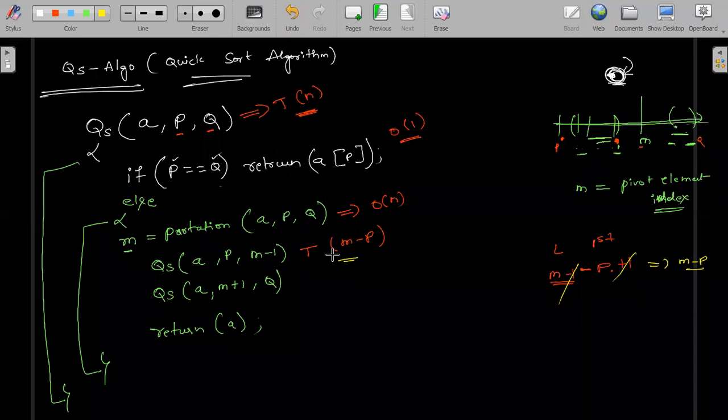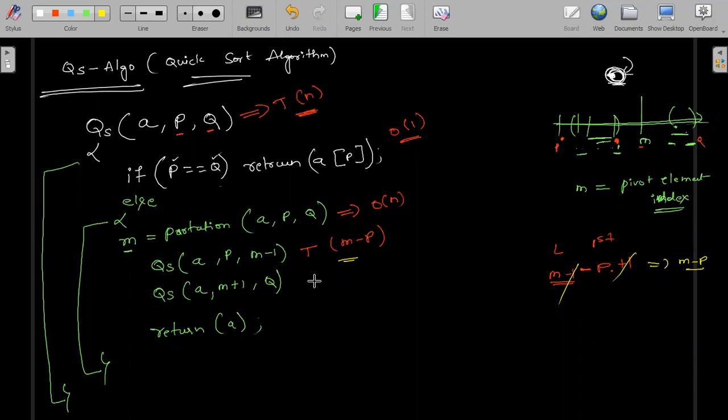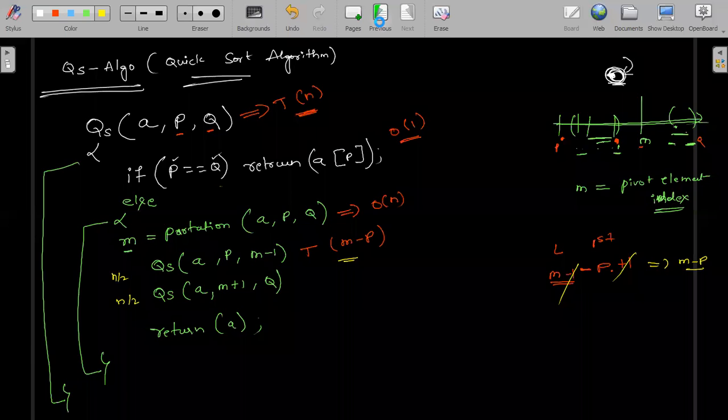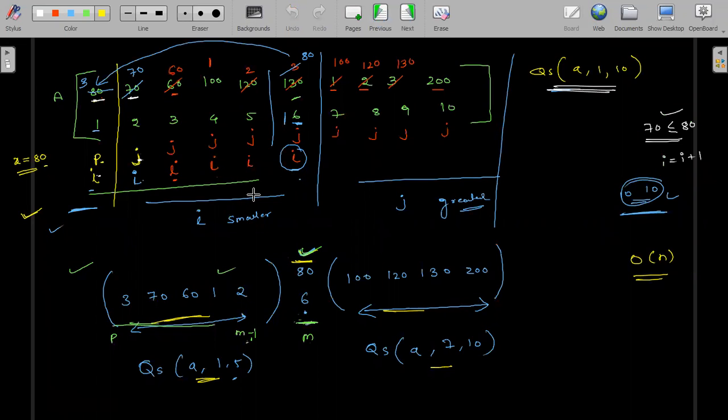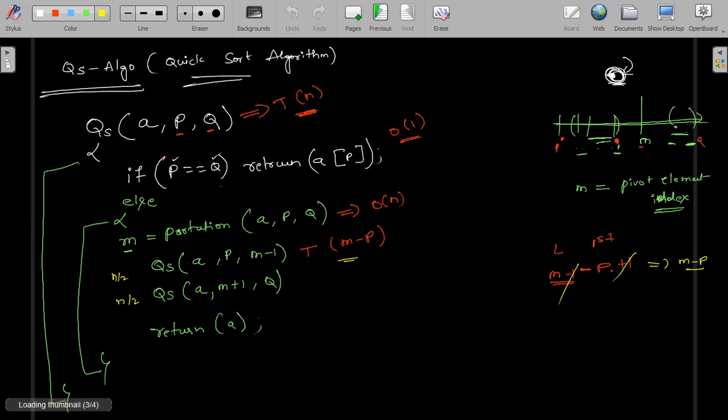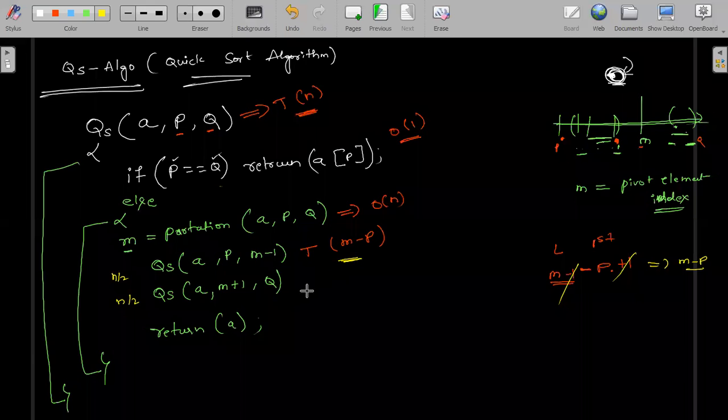Everybody okay? Now see here again. Every time I write n by 2, because it will be divided into two parts. But am I doing this blindly? Not at all. Sometimes you will get more on the left side, sometimes less. So it is not m by 2 or n by 2, not at all possible. Don't go like that. That is the reason why I am writing m minus p.